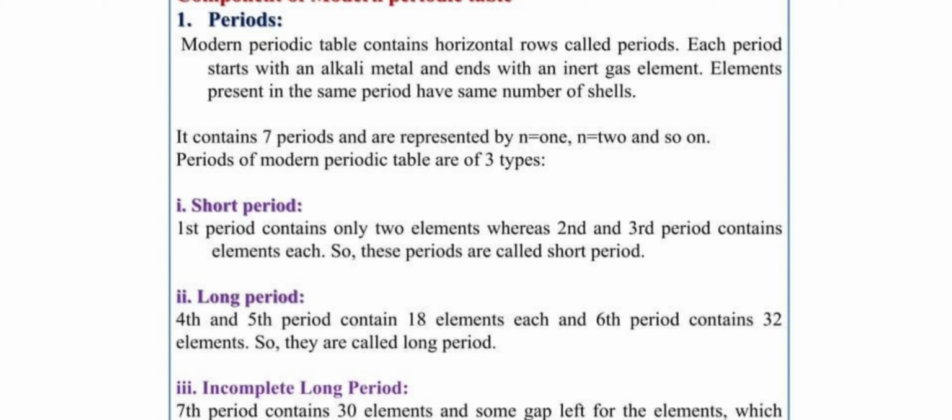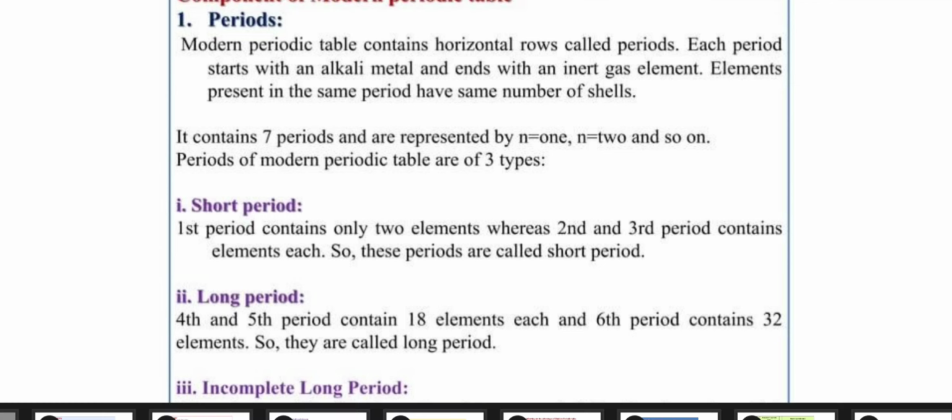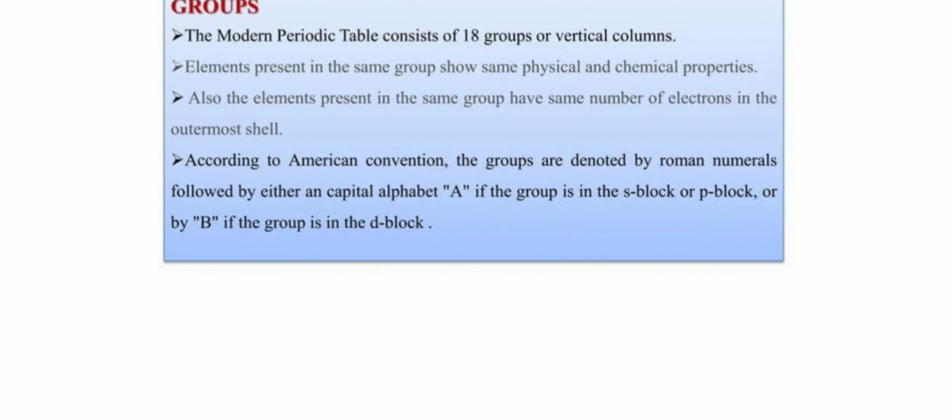Seventh period contains, it is important for the NEET, 7th period contains 30 elements. Some gaps are left for the elements which are to be discovered in the future, so it is called an incomplete long period. Groups. The modern periodic table contains 18 groups. They are called vertical columns.